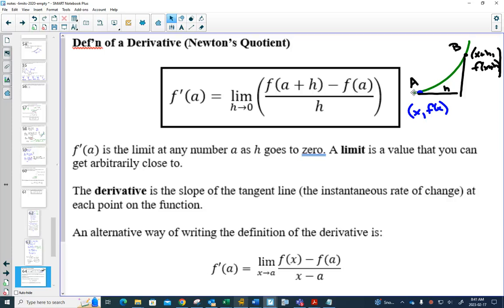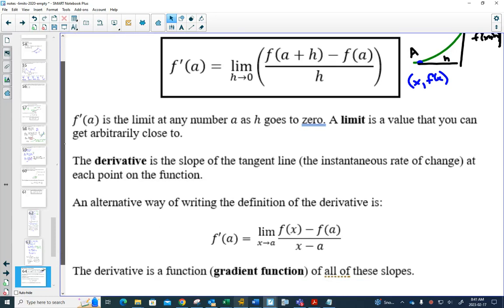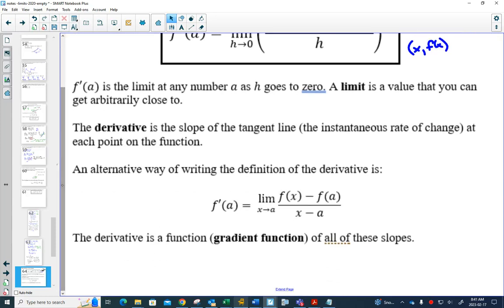So this is called the definition of the derivative, sometimes called Newton's quotient, because this is how Newton came up with the idea. Okay? And it can be written in 2 different ways. We've seen the 2 different strategies, but now instead of a specific point, we're going to be looking at the general idea.